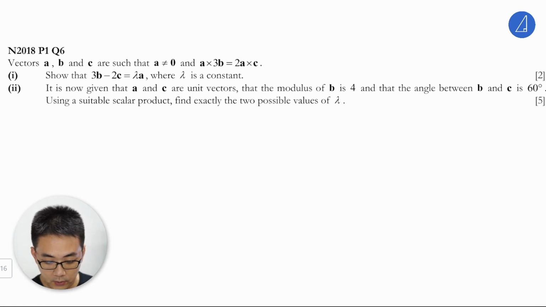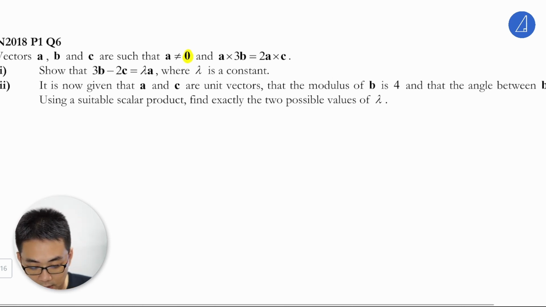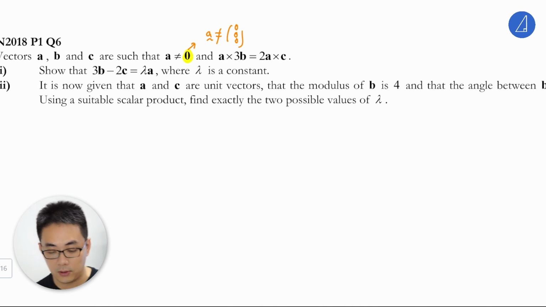So the first thing to take note is that A, B are such that A is not a zero vector. This bolded 0 means that A is not equal to 0, 0, 0. It's not a zero vector, a non-zero vector. Then A cross 3B is equal to 2A cross C.